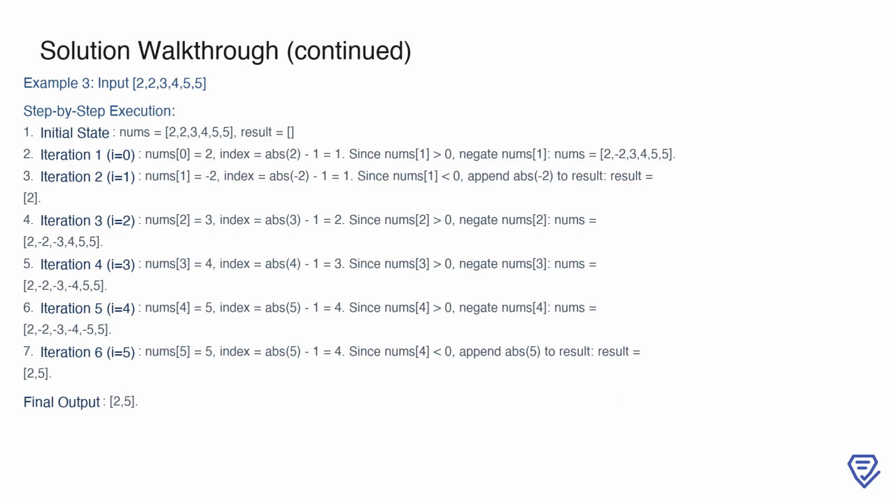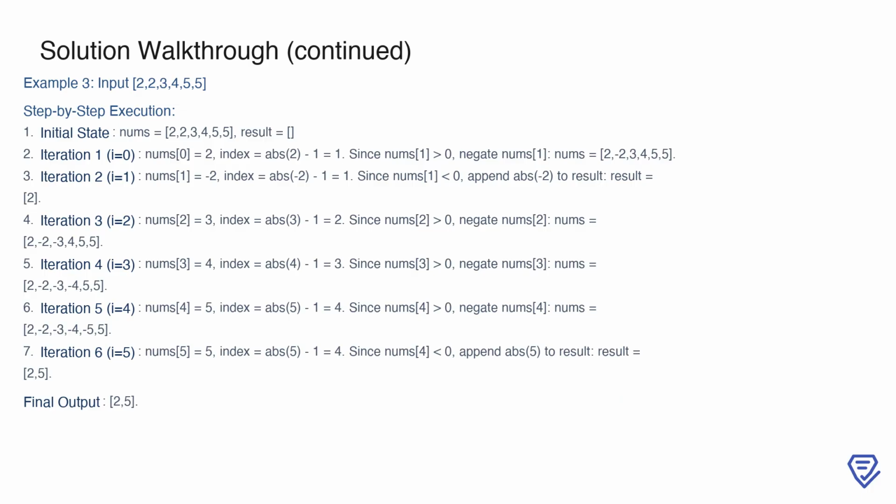Next, we process 3, whose index is 2. Since nums[2] is positive, we negate it. For 4, the index is 3, and we negate nums[3]. Then, for 5, the index is 4. Since nums[4] is positive, we negate it. Finally, encountering the second 5, the index remains 4, but nums[4] is already negative, so we append 5 to the result list. The iterations conclude with the result list containing 2 5, which is the final output for this example.